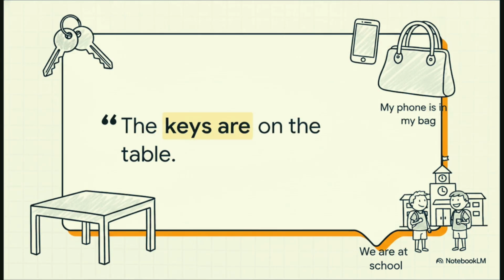For the third use, location, we're placing things in physical space, like the keys are on the table. You're just stating where those keys exist. If you're frantically looking for your stuff, you might say, my phone is in my bag. Or if you're texting a friend, we are at school.